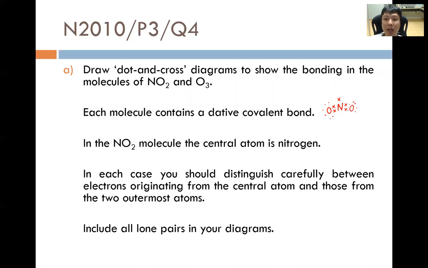So this is actually a very unstable molecule. In fact, it dimerizes to form N2O4. I'll not talk more about that. So basically this is the dot and cross diagram of the NO2 molecule. For the ozone molecule, the central oxygen atom will use one of its lone pairs of electrons to form a dative covalent bond with the neighboring oxygen atom, while the other bond will be a normal double covalent bond. However, because oxygen is in group 6, it will have a full lone pair of electrons. So both shapes will be bent.